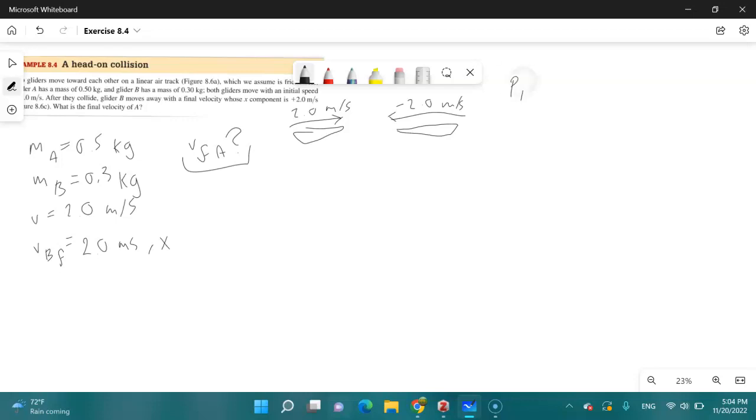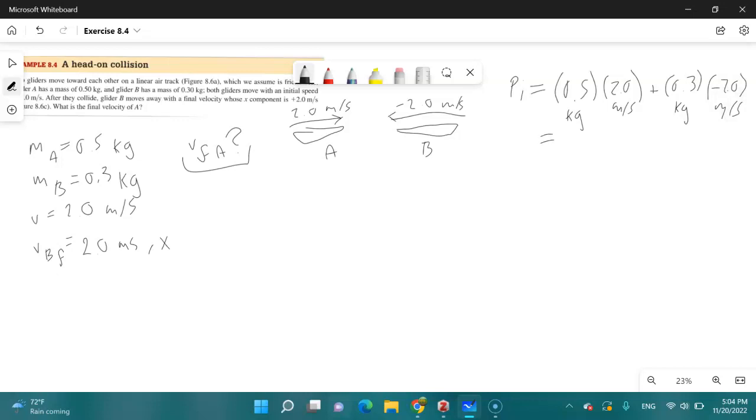To find the initial momentum, we'll multiply the mass and initial velocity of both gliders and add them up. For glider A, the mass is 0.5 kilograms, and its initial velocity is 2.0 meters per second. And for glider B, it has a mass of 0.3 kilograms, and it has a velocity of negative 2.0 meters per second.